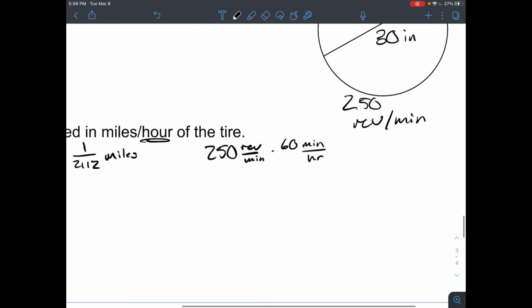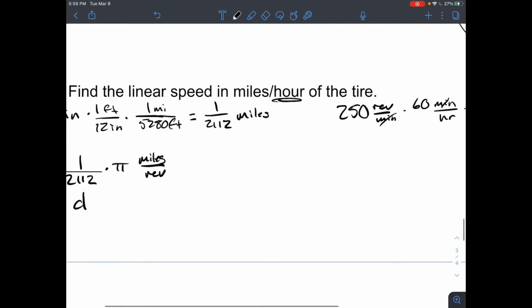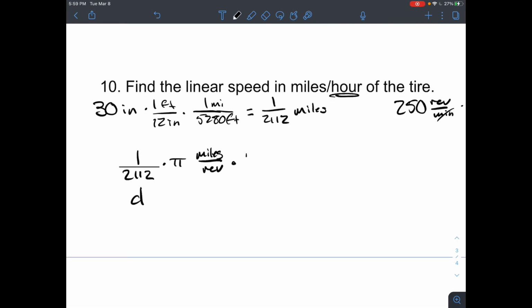We'll get 15,000 because our minutes are going to cancel out. So 15,000 rev per hour. So now what we do is multiply this by 15,000 rev per hour. Our revolutions cancel out. So now let's multiply, and I want to get pi out of here. I don't want to be in fractions anymore.